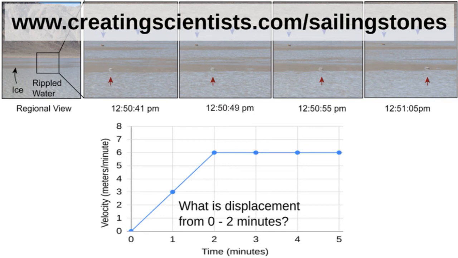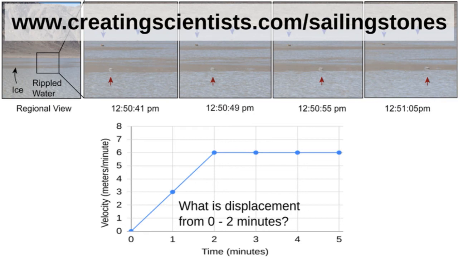All right, now again, we have a velocity as a function of time graph. It's that same velocity as a function of time graph, but now instead of looking at the non-uniform motion component, we're going to look at that first 2 minutes. And you're going to tell me what the displacement is from 0 to 2 minutes, where the stone started from rest and then it reached a speed of about 6 meters per minute before it began to go with uniform motion across the dry riverbed. So in just a second, you're going to pause and go to creatingscientists.com/sailingstones and answer this question.